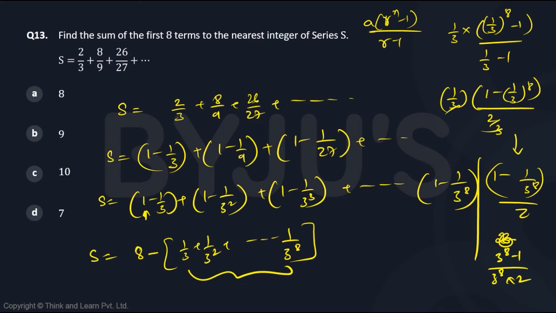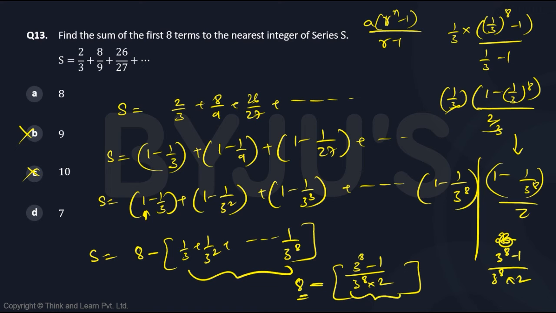Now we have the final answer as 8 minus this value, which is 3 power 8 minus 1 by 3 power 8 into 2. So now we have to simplify this. How do you simplify this? Look at it: 8 minus something. So clearly B and C are not your answers. Now it could be either A or D, but this is 8 minus something.